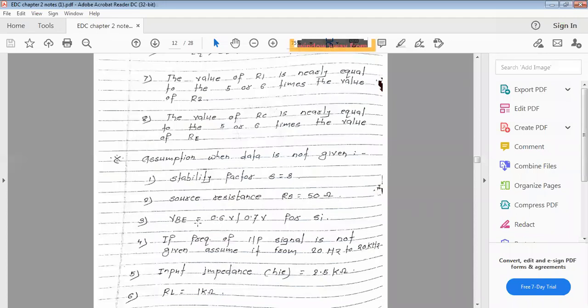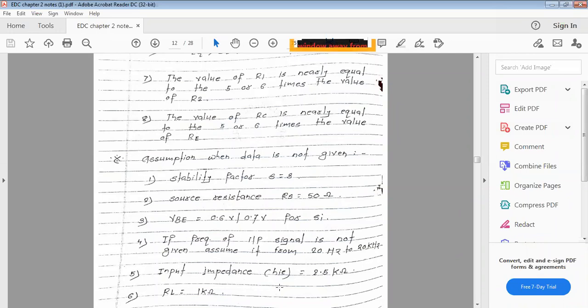Then VBE is nothing but the base emitter voltage. As we know, the standard value of the base emitter voltage is 0.7 for silicon and 0.3 for germanium. In many applications, we prefer silicon for thermal stability. Now, if the frequency of the input signal is not given, assume it from 20 Hz to 20 kilohertz. If they have mentioned the frequency, we have to take the value as it is. If they have not mentioned the frequency, we can take it as 20 Hz to 20 kilohertz.